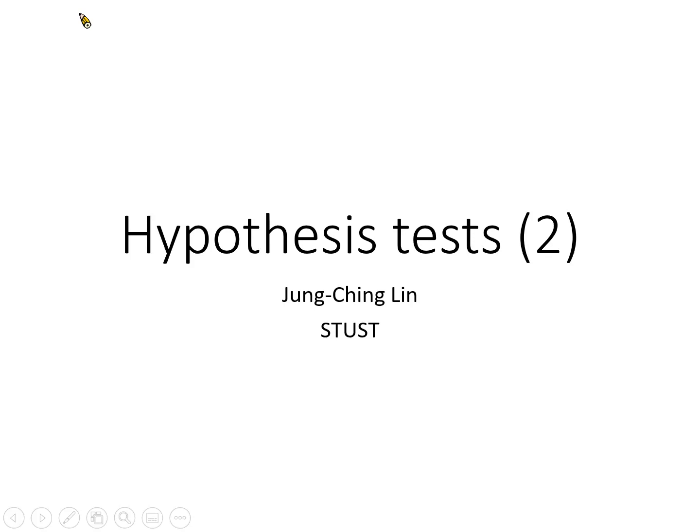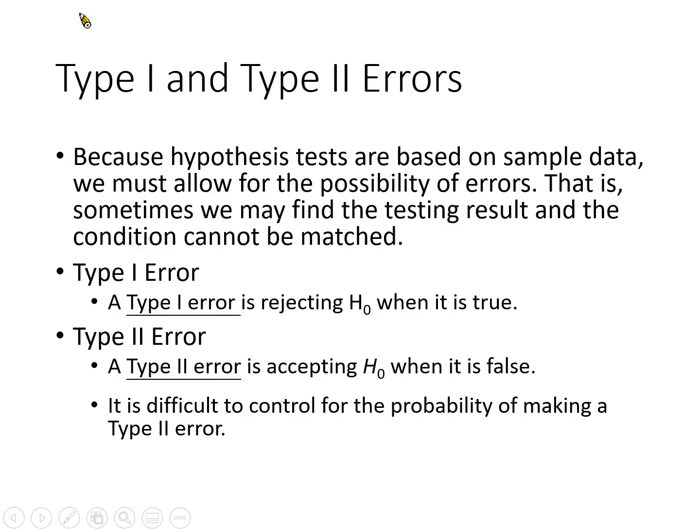Now we will introduce the hypothesis test, second part. Today we will introduce the type 1 and type 2 errors. Why do we need to introduce such errors? That's because for our hypothesis test, we usually base it on some sample data, and then we do some tests on it in order to know whether the statement of our hypothesis is true or not. So sometimes an error may happen.